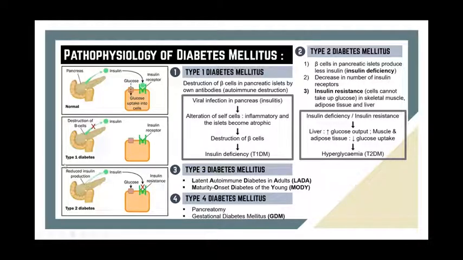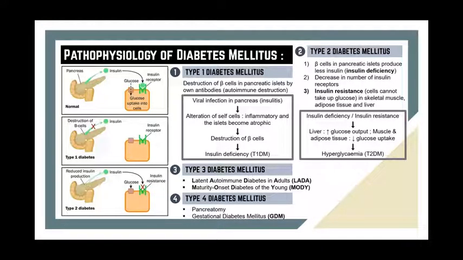For type 1 diabetes, the disease is caused by the pancreas being unable to produce insulin due to destruction of beta cells in the pancreatic islet. The insulin deficiency will cause no glucose uptake by the muscle cell and adipose tissue, and also may cause the liver to continue producing glucose, which leads to high glucose level in the blood. This disease is usually detected during childhood years.